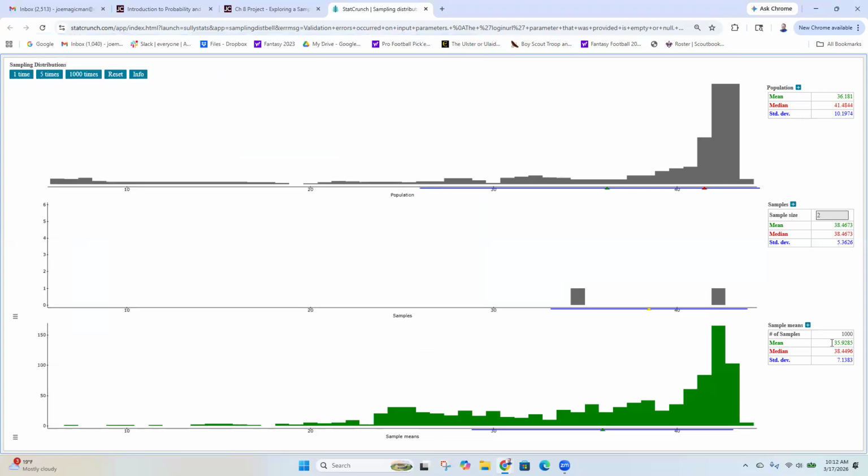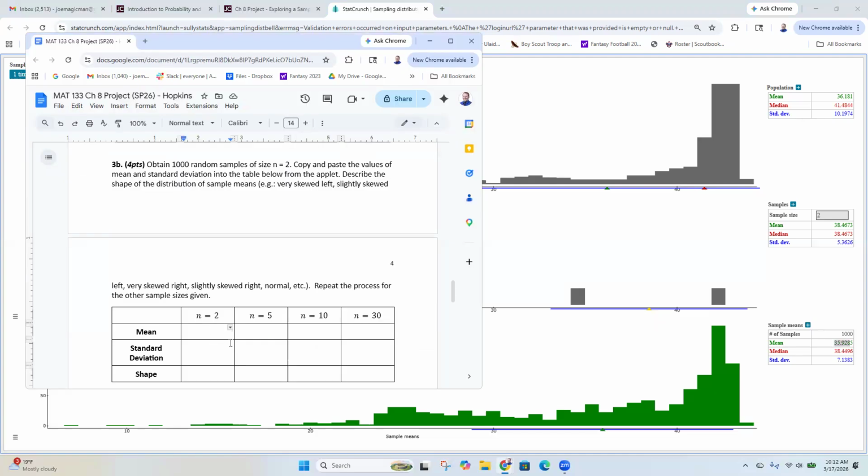So now I'm using the mean down here, right? So I already clicked it. So 35.93, standard deviation, 7.14, shape. Very skewed left.